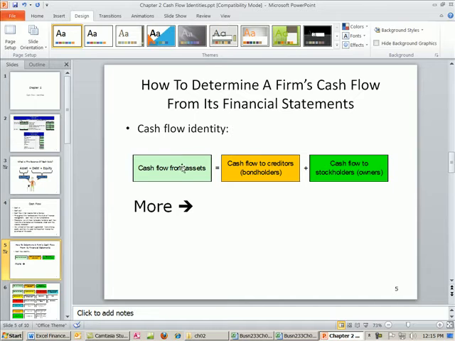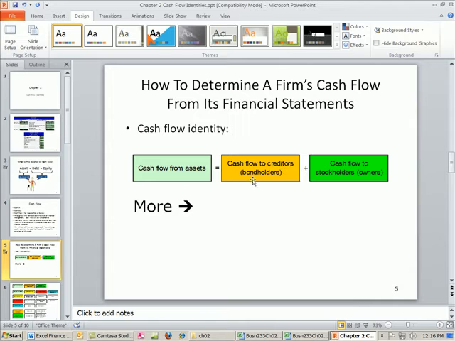Now, cash flow from assets. Remember, when you buy assets, UPS is buying the brown truck. Google is buying the buildings and the server computers. Those are assets they buy. Why did they buy them? Because they think they can make a profit from them. They think they can make cash. So we have our cash flow from assets. And any cash flow from assets has to equal the other side, any cash flow to creditors.